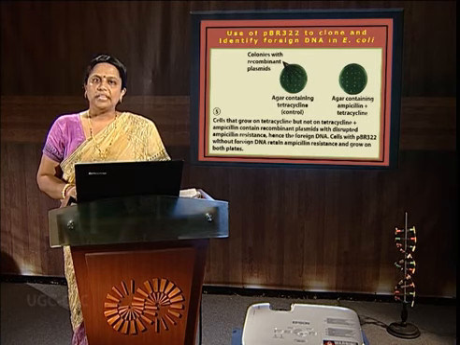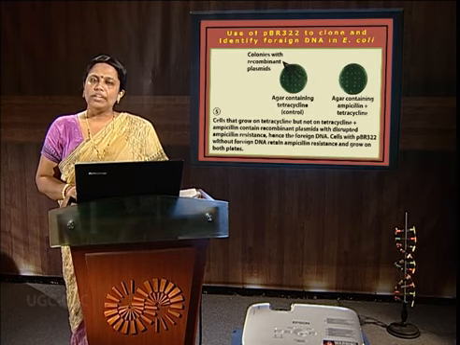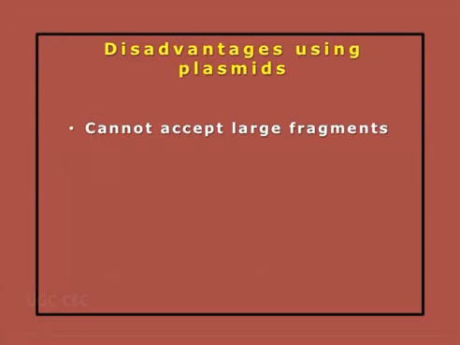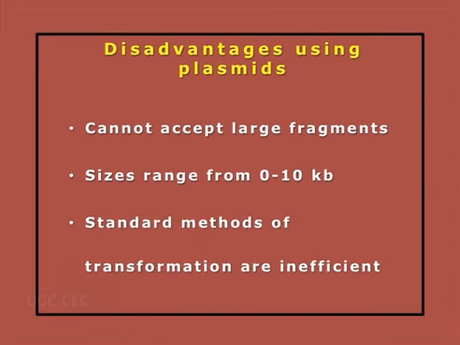Now you have seen a model for cloning a gene inside a plasmid vector, but it has certain limitations. Number one, it cannot accept larger fragments. It can accept fragments only up to the range of 0 to 10 kb. And standard methods of transformation are inefficient, meaning transformation efficiency is poor in the case of plasmids. So we need to look for some other cloning vehicles.